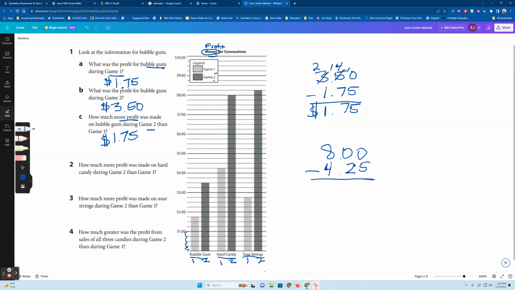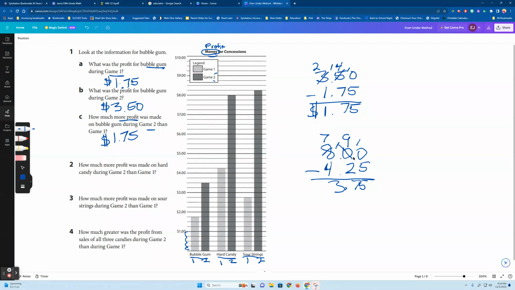Okay, so a bunch of ways. Like you could borrow. Oh, okay, I can borrow. I can't borrow here, so I'm going to borrow here. Make this dollar, and this is 10 dimes. So I got to borrow. Oh, I still can't, but I got to borrow from the 10 dimes. Make it 9, and this 10. So this would be 5. Or you could just do it in your head. A lot of you guys just do it in your head. This would be 7, and this would be $3.75. So $8 minus $4.25.